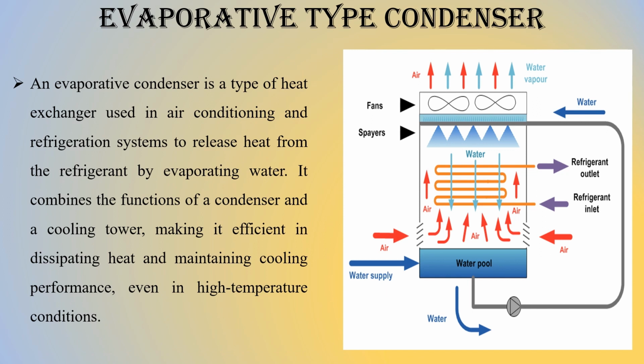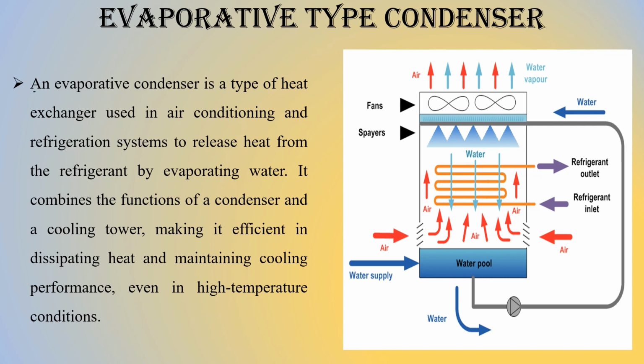So let's move on to the next part, that is the last condenser of our chapter, that is evaporative type condensers. So what is an evaporative type condenser? This is, what we can say, the most efficient type of condenser used in today's industries. Okay, so how does it work?